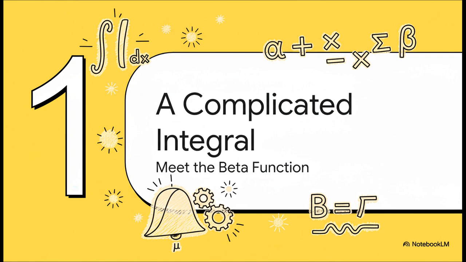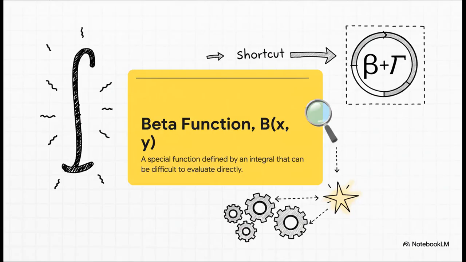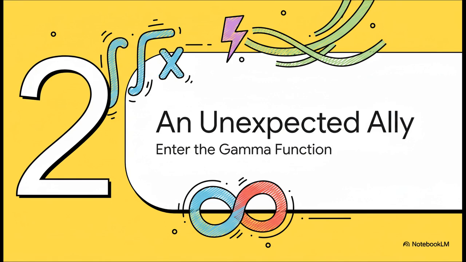So let's get formally introduced to our challenge for today, the beta function. Okay, so the main thing to get here is that while we have this perfectly good definition, actually using it, solving that integral for different numbers, can just take forever. There's got to be a better way. And the solution, the better way, comes from a place you might not expect.